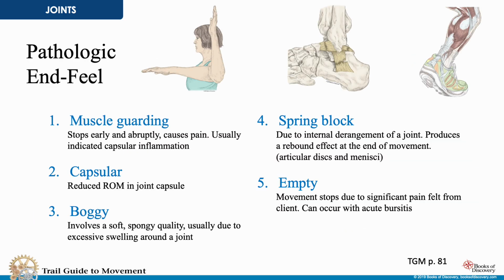Pathologic end feel tells us something is wrong. For example, a boggy feel indicates swelling, while an empty end feel means the patient stops you because the pain is too intense before you even hit a physical limit. But there are different ones here. You have muscle guarding, capsular, boggy, spring block, and empty.